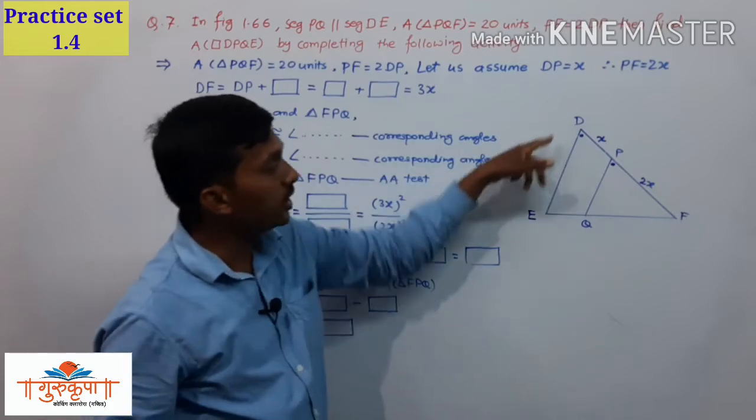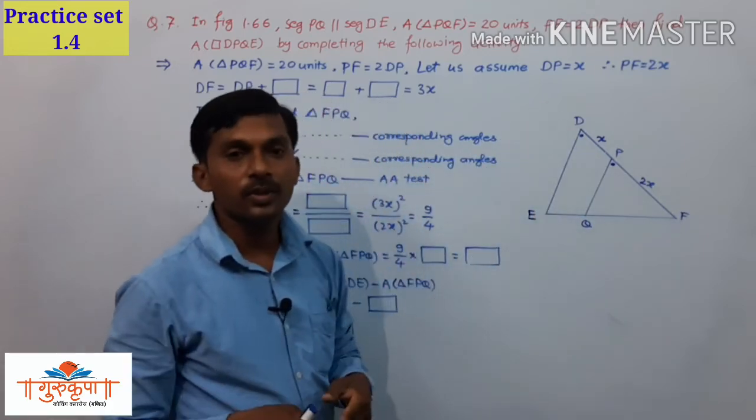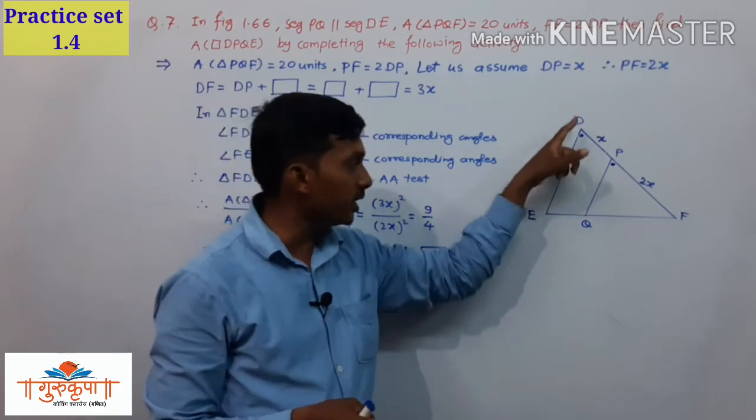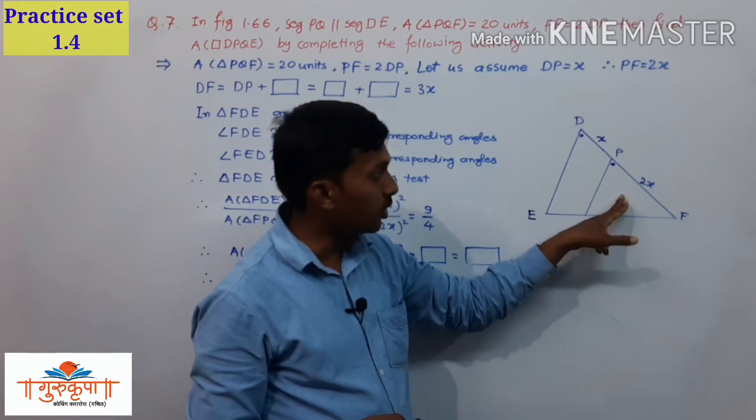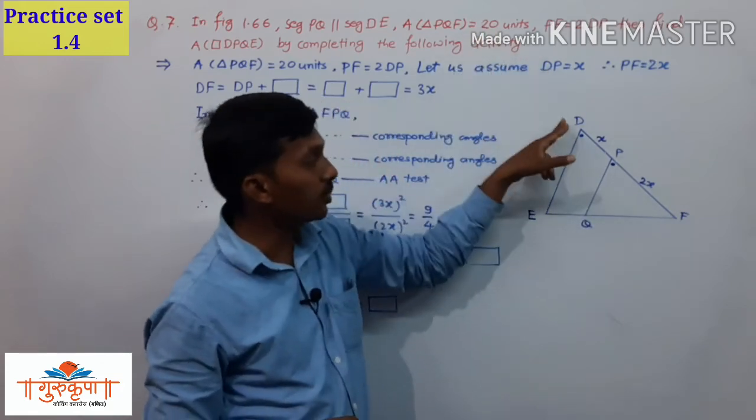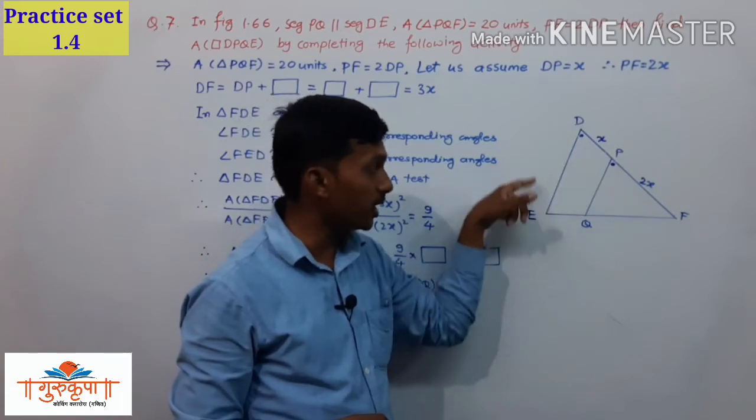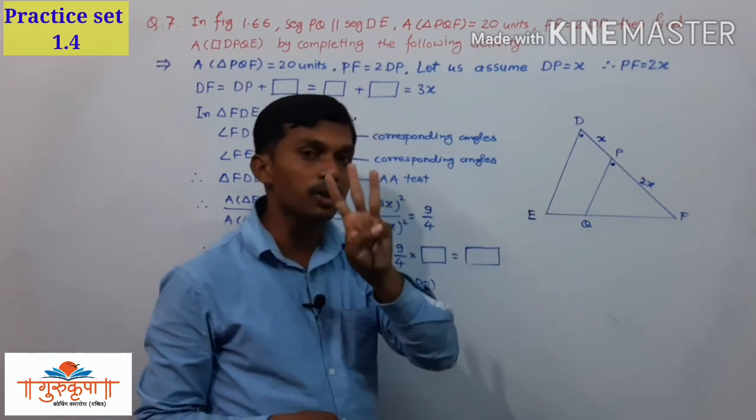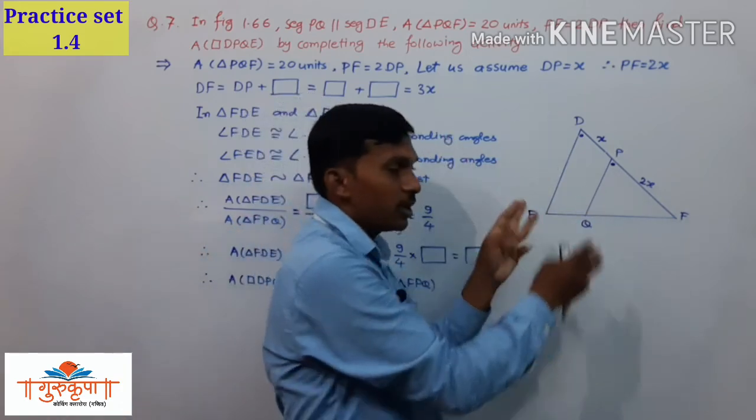we have to find the area of triangle DFE, that is area of the bigger triangle, and once we find the area of bigger triangle DFE, you can easily subtract the area of smaller triangle, that is 20, from this bigger triangle's area, and we will get the area of quadrilateral DPQE into the third step. We will divide the answer of this question in 3 steps.